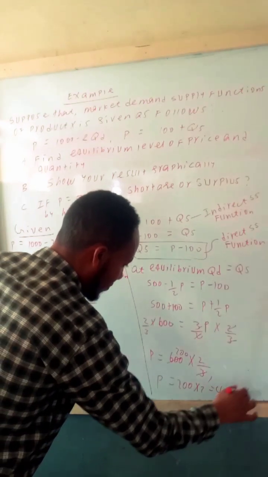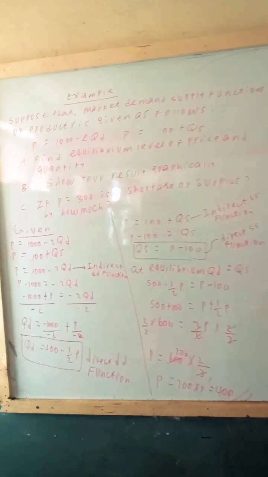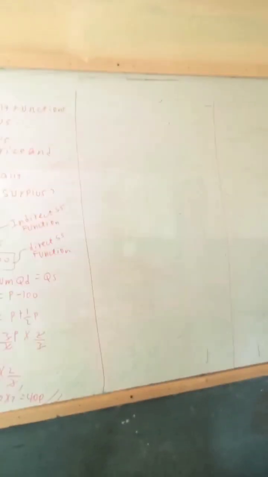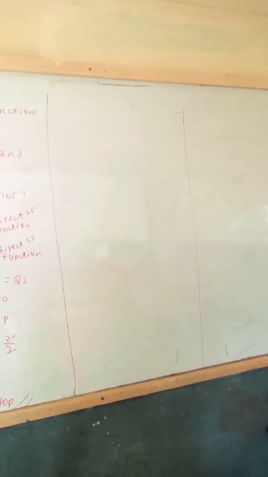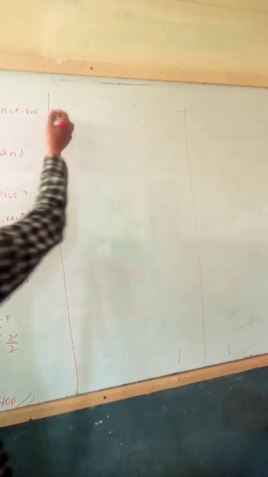Therefore, to calculate the equilibrium level of output or quantity, we must substitute the equilibrium level of price either in the quantity demand function or the quantity supply function.